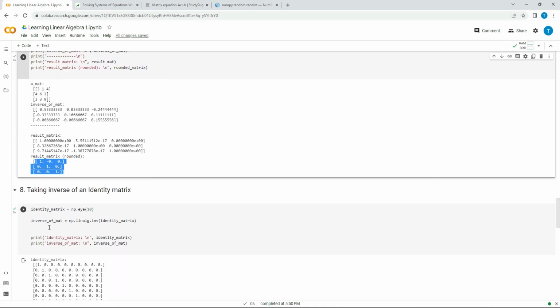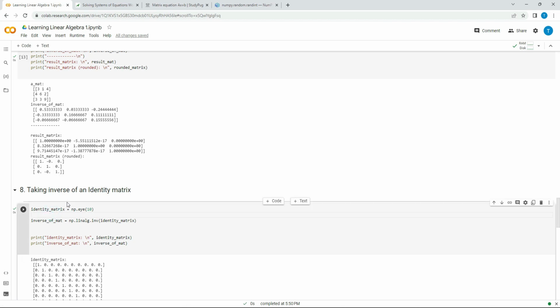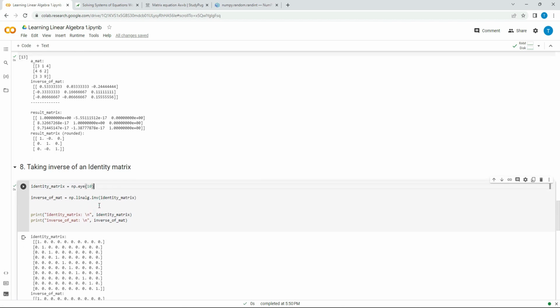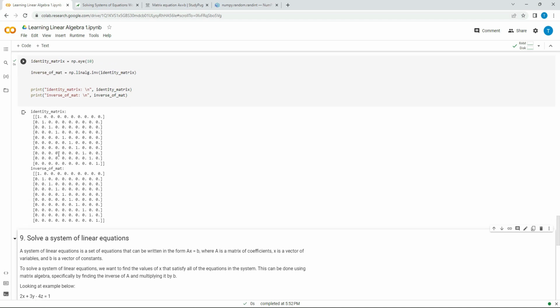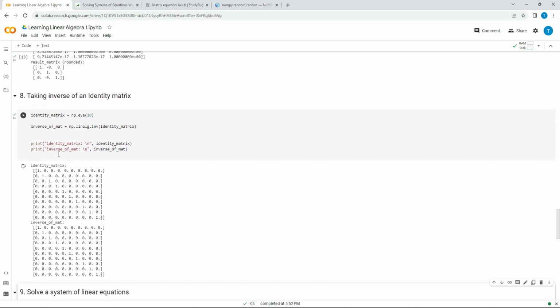And then we're going to quickly show how you can take the inverse of the identity matrix. So let's make a 10 by 10 identity matrix, take its inverse, and print it out. You'll see that the inverse of the identity matrix is itself, which is really useful. It's really interesting, but it kind of has to be, because when you multiply the identity matrix by itself, you get back the identity matrix.